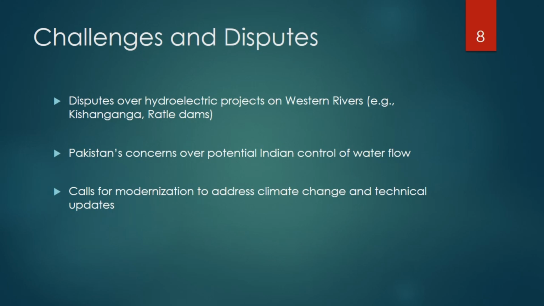A transition period was set for 10 years for Pakistan to build a canal system for the utilization of Western rivers water. For this purpose, India also gave Pakistan some amount for the construction of infrastructure over the Western rivers.